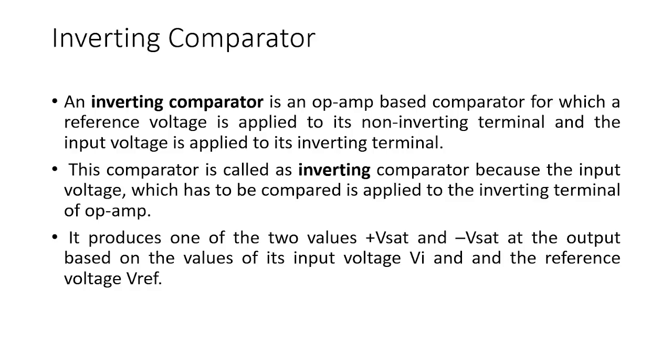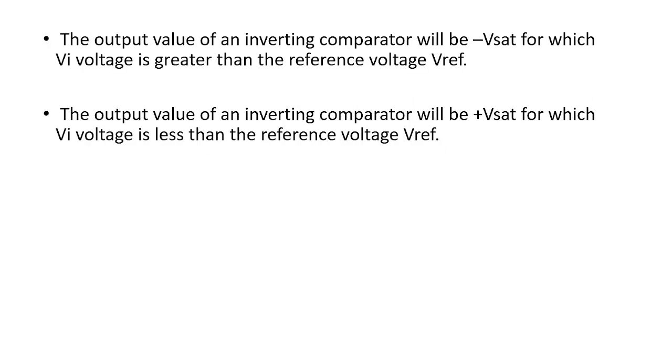because the input voltage which has to be compared is applied to the inverting terminal of the op-amp. It produces one of the two values, either plus V saturation or minus V saturation, at the output based on the values of its input voltage V in and the reference voltage V reference. The output value of an inverting comparator will be minus V saturation when the input voltage is greater than the reference voltage V reference, and plus V saturation when the input voltage is less than the reference voltage V reference.